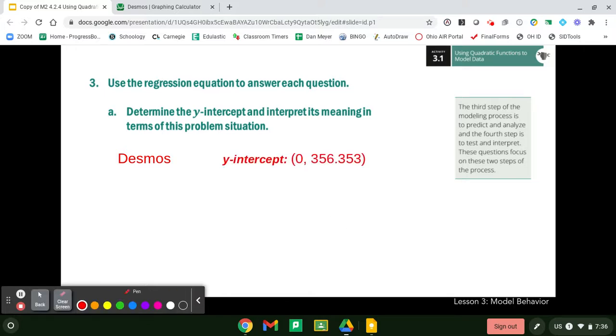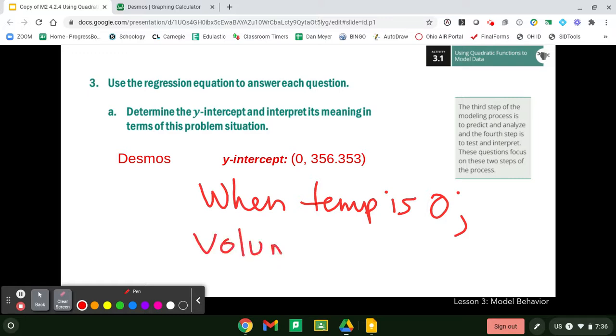What does that mean in terms of the story problem? Well, your inputs are temperature and your outputs are volume. So what that means is, is it going to let me write? No, it's not. When the temperature is 0 degrees, sorry guys, this looks terrible, the volume is 356.353. So if you were to keep decreasing the temperature of the freezer, the volume would increase to 356.353.